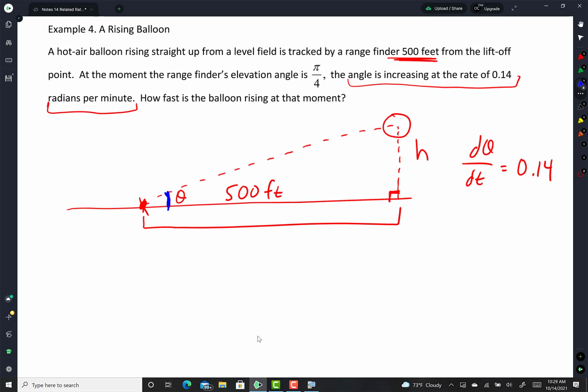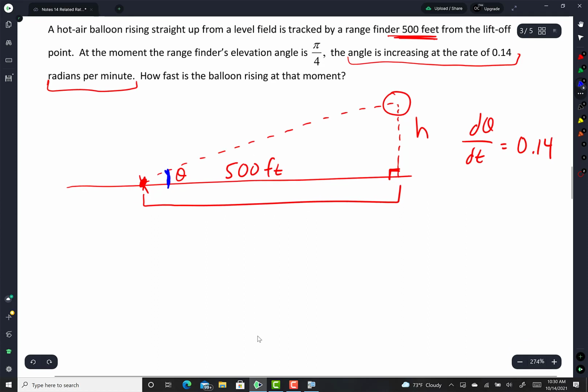But we don't work with degrees. We work with radians all the time. Are we okay so far, guys? Because if we work with degrees, it would make this a mess, because we have an extra factor of pi over 180. You don't want to deal with that. Trust me, it would look nasty.